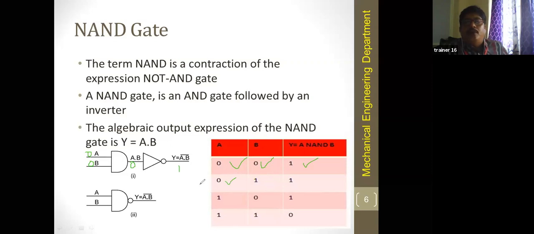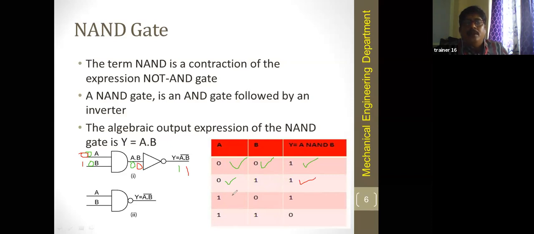Now, the input of A is 0 and the input of B is 1. Then the product of these two, 0 into 1, is nothing but 0. This output is the input to the NOT gate. The inverse of this is 1, so the output is 1, right? Now it is clear?